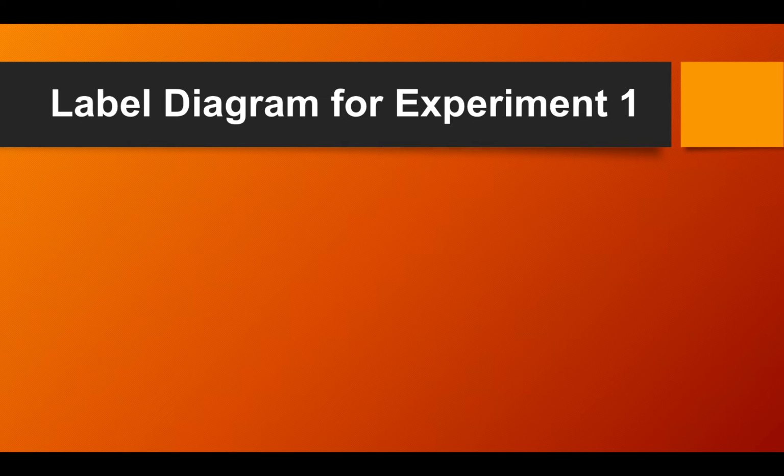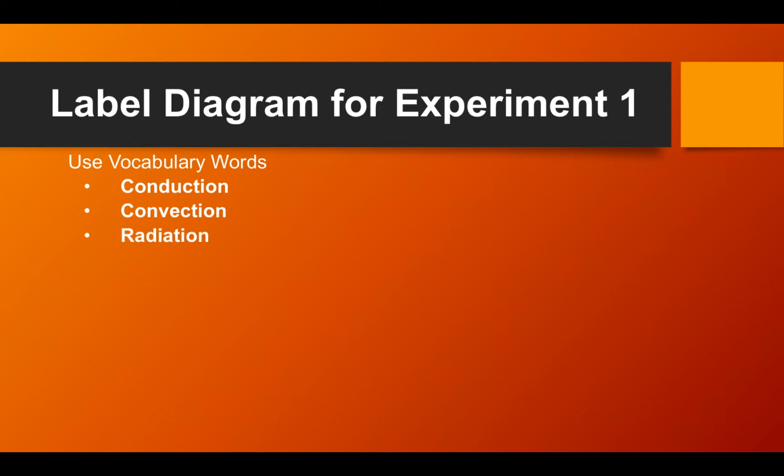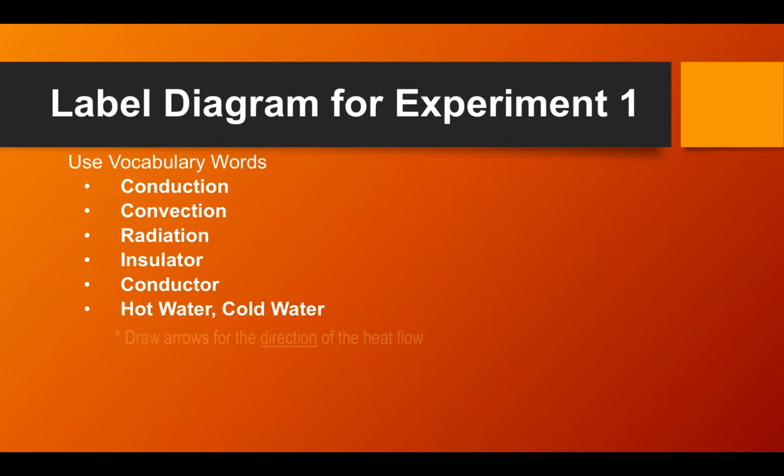Let's label the diagram for experiment number 1. We're going to use our vocabulary words. You need to record where the conduction is taking place, where convection occurs, where the radiation heat is being released. Note the insulators, the conductors, and the hot and cold water in experiment 1. Draw arrows for the direction of the heat flow, particularly for conduction, convection, and radiation.